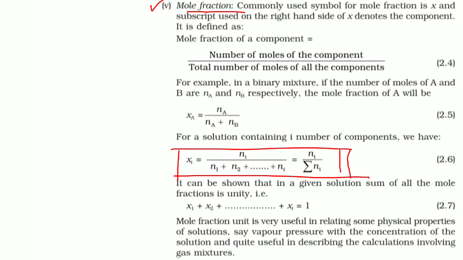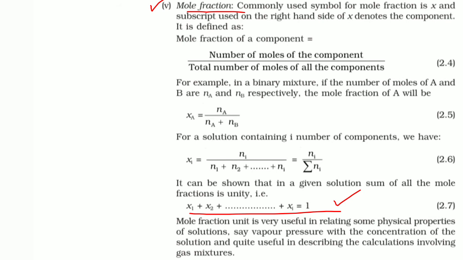So this is the mathematical expression for the mole fraction of the ith component. Here it is given in your book: it can be shown that in a given solution the sum of all the mole fractions is unity. So it is very important to remember that the sum of all the mole fractions is equal to 1. For a binary solution, Xa plus Xb is equal to 1. For a trinary solution, Xa plus Xb plus Xc is equal to 1. You can actually prove this also.